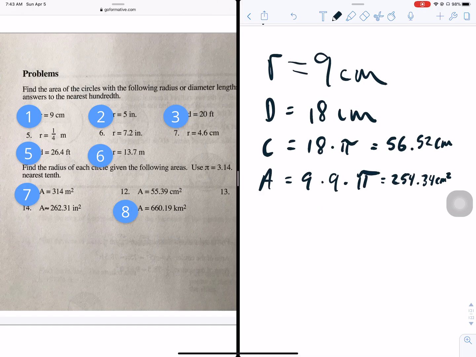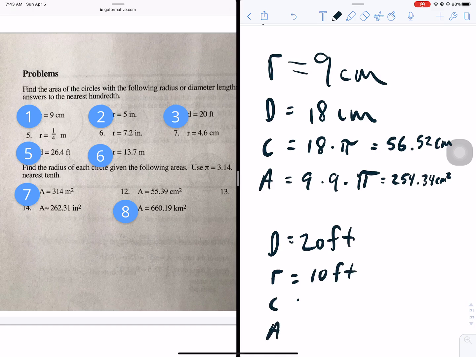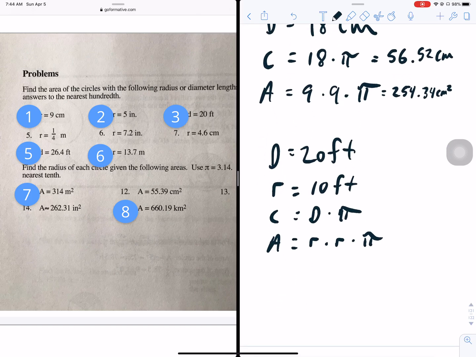Let's try one where they give me the diameter. So let's just say this one right here, it says 20 feet, it's a diameter. So diameter is 20 feet. The radius is automatically half of that, okay? So what's half that? 10 feet. So your circumference is going to be diameter times pi, and your area is going to be radius times radius times pi. So plug in those numbers. What's the diameter? It's 20. So we're going to put 20 here. What's the radius? It's 10. So we're going to put 10 here.